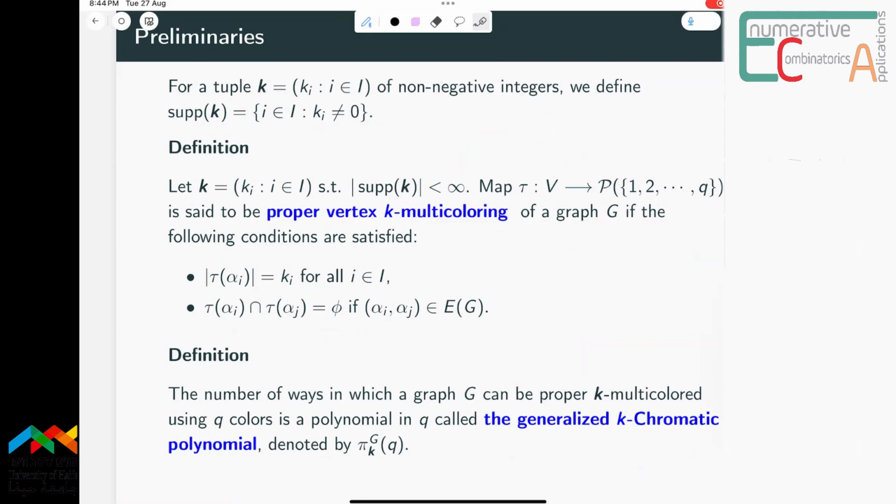So now I want to define a proper vertex K-multicoloring. If alpha_i is my vertex, I am choosing K_i colors for it, so K_i distinct colors; the cardinality of the color set of alpha_i is K_i. And if alpha_i and alpha_j have an edge between them, then their color sets are disjoint. The number of ways in which we can properly K-multicolor this graph using these Q colors is again a polynomial in Q. We call that the generalized K-chromatic polynomial, which we denote by this.